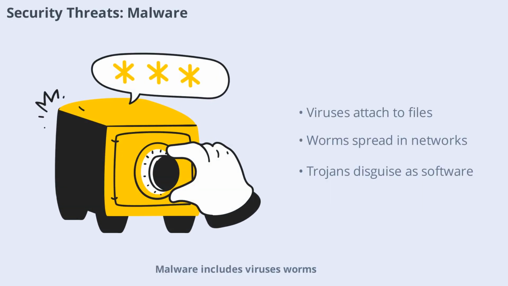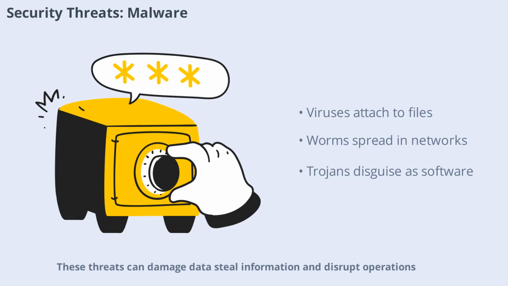Malware includes viruses, worms, and Trojan horses, programs designed to harm or exploit computers. Viruses attach themselves to files, worms spread through networks, and Trojans disguise themselves as legitimate software. These threats can damage data, steal information, and disrupt operations.